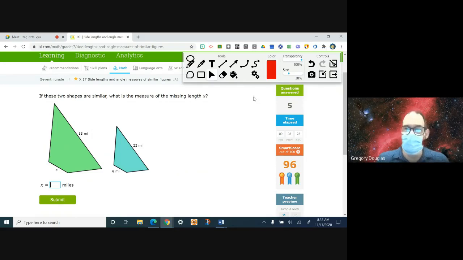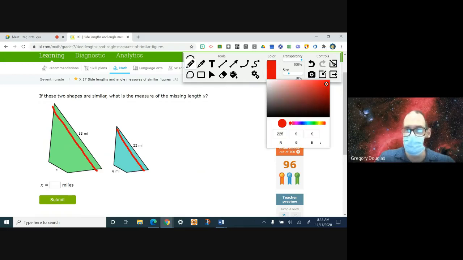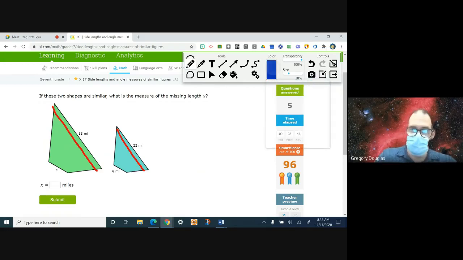All right. So first, I've got to match my sides. They didn't rotate it or flip it or anything. So I can just go ahead and see that this long side goes with that long side. And I can see that this little short side goes with this little short side. So I will put X.